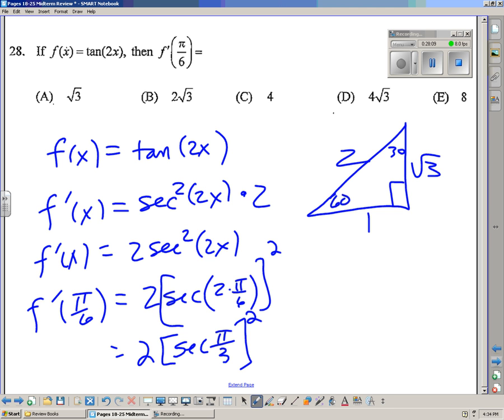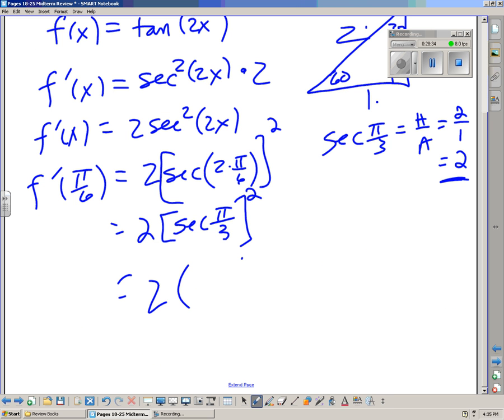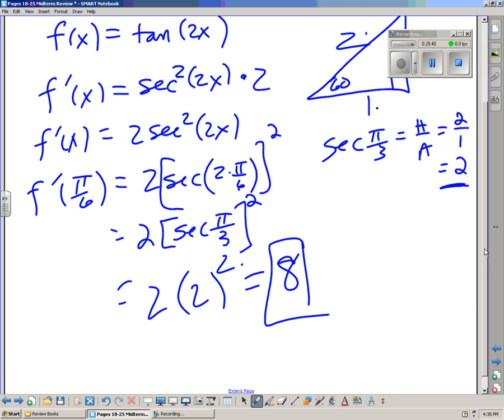So secant is the reciprocal of cosine. So if I think of SOHCAHTOA, cosine is adjacent over hypotenuse. I want to take the reciprocal of that. So secant of pi over 3 is the hypotenuse over the adjacent. Hypotenuse is 2, adjacent is 1. So secant is 2. So here we go. We have 2 times 2 squared. 2 squared is 4 times 2 is 8. There's our final answer. Choice B.